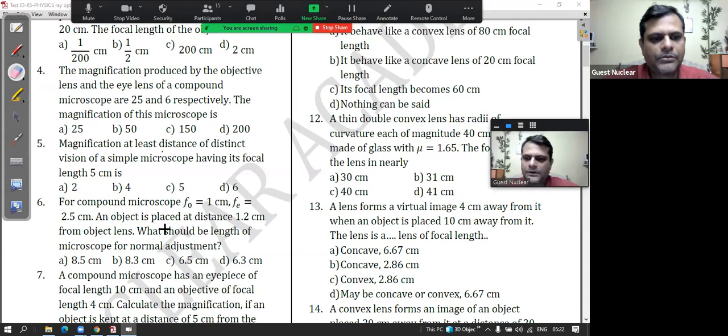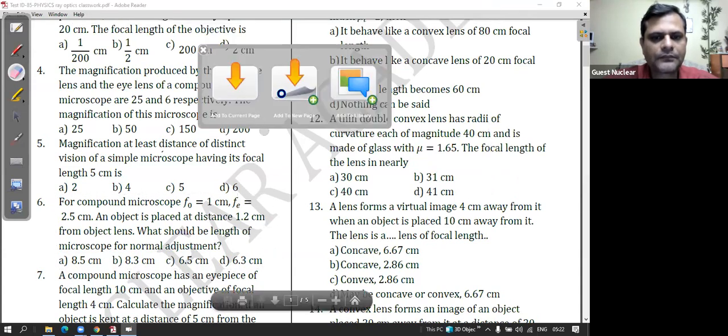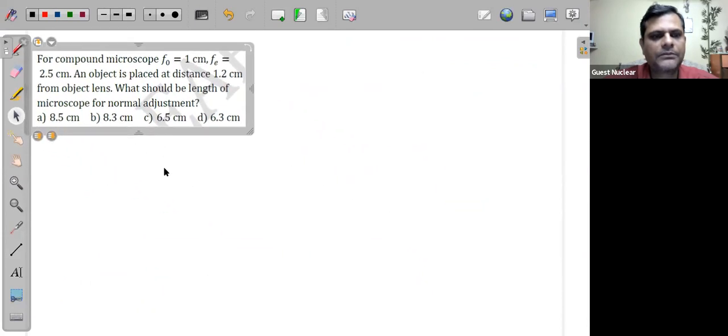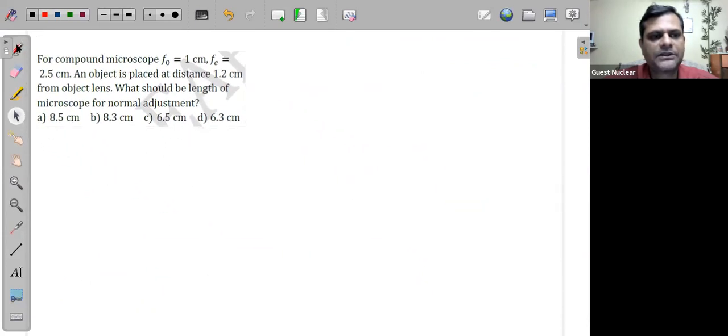Okay, for the compound microscope, FO is 1 centimeter and FE is equal to 2.5 centimeter, given. An object is placed at a distance of 1.2 centimeter. What should be the length of the microscope for normal adjustment? Normal adjustment का मतलब क्या होता है, समझो ठीक से. Normal adjustment means the image should be formed at infinity, not at the distance of distinct vision. The image should be formed at infinity, then we can call it a normal adjustment.